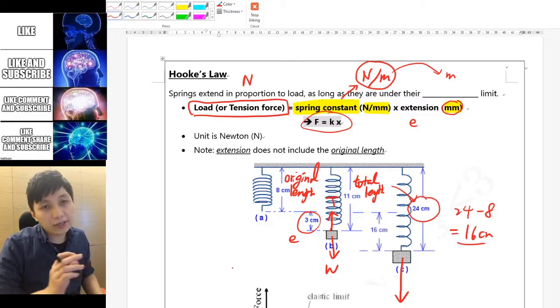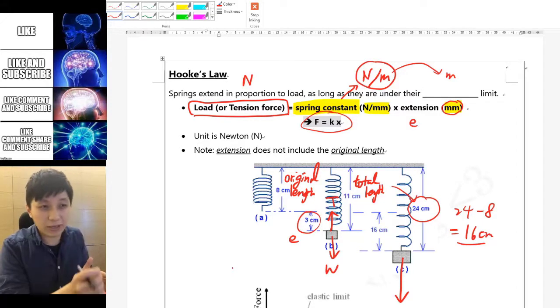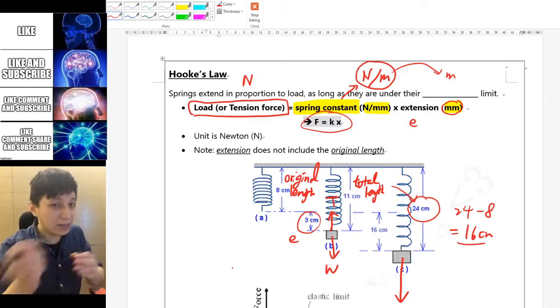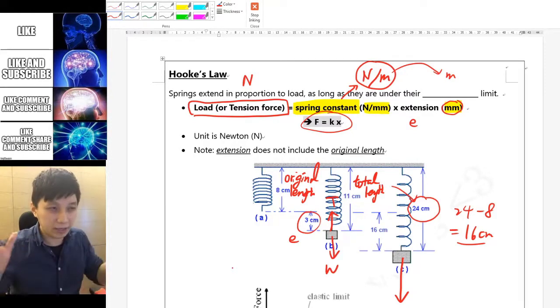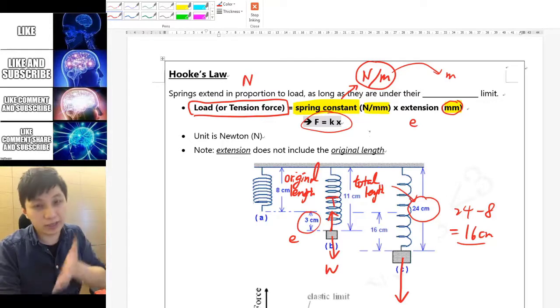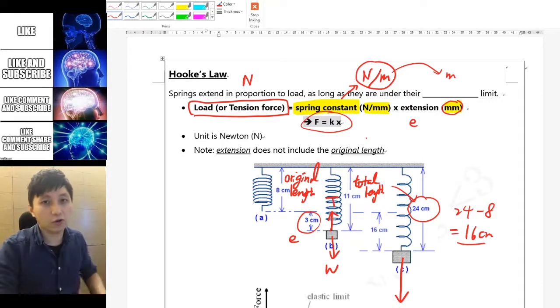So that is to say, in the future, whenever you see a problem or a scenario you have to pay attention to the unit. So maybe the extension is given as cm and asking you to calculate the spring constant, then you have to be smart enough to know it is Newton per cm. Okay, so the length unit will be changed accordingly.